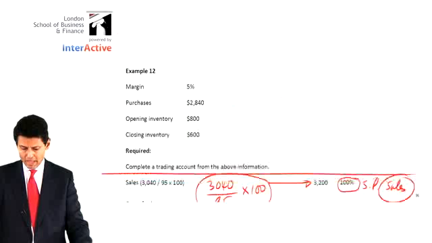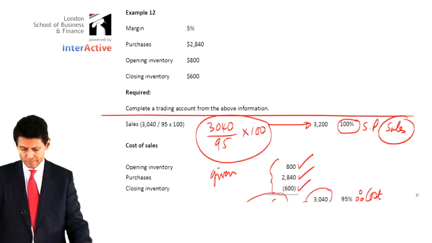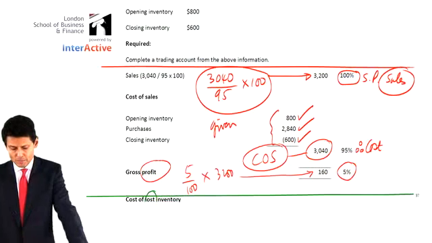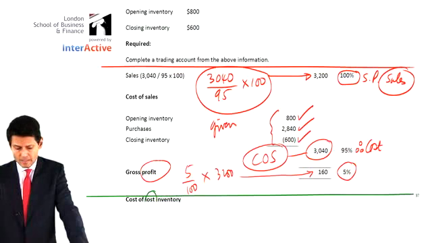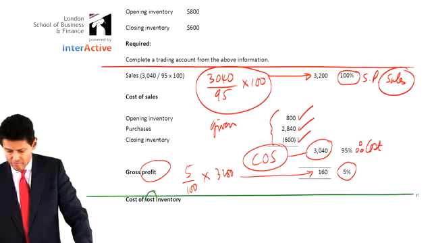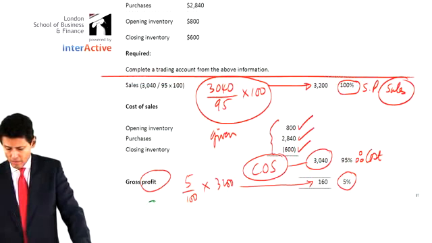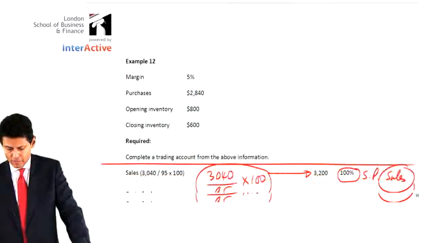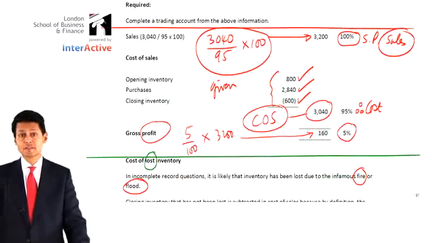And example 12, very, very similar. If you've got your figures given to you of opening inventory, purchases and closing inventory, and you have your relationships with regard to gross profit, the gross profit is given to you as being 5% of a margin. So obviously 5% of selling price will be your gross profit, and then you just fill in the gaps. Very, very straightforward indeed.